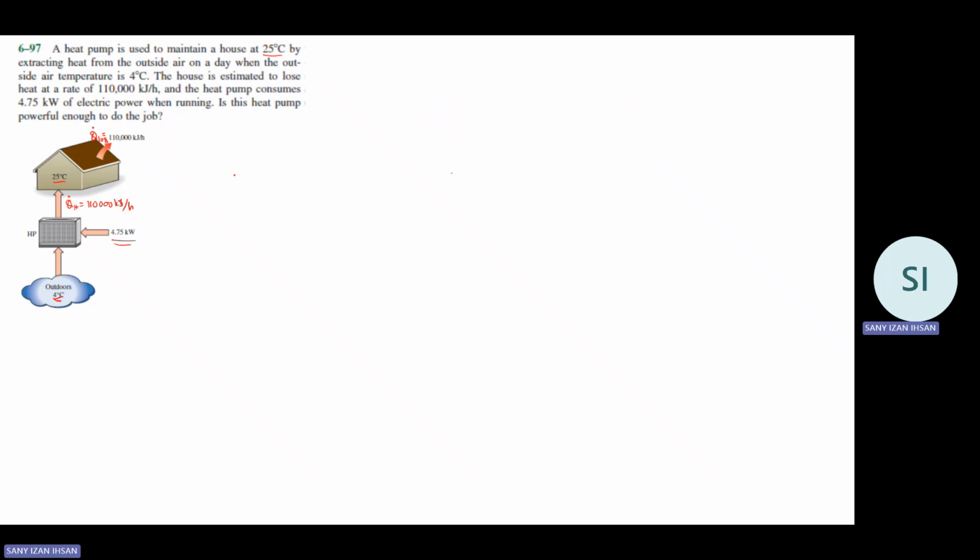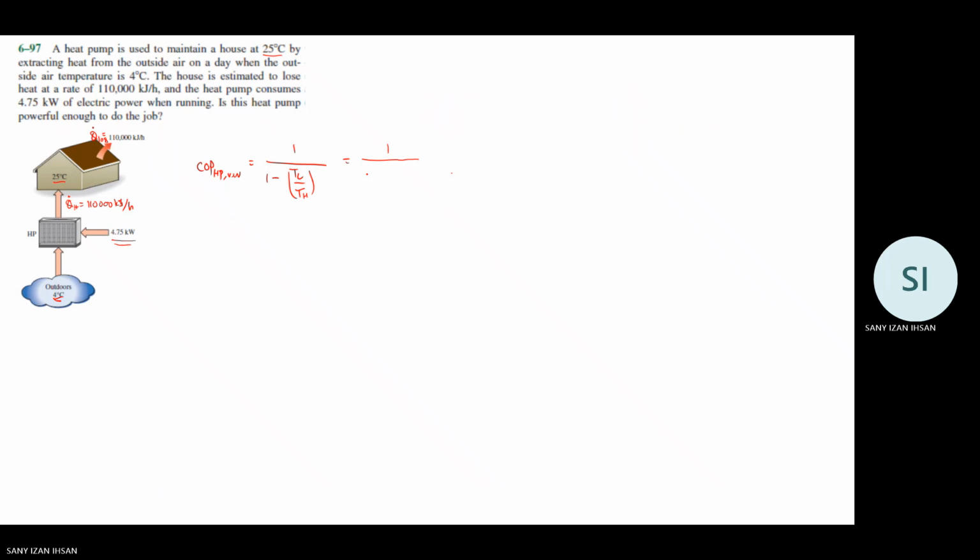Okay, so let's look at the reversible heat pump. The COP for a reversible heat pump, the relation is nothing but 1 over 1 minus TL/TH. That will be the equation. And you have TL, which is 4 degrees Celsius, and TH is 25 degrees Celsius. But be careful when you use the COP and efficiency, the temperature must be in Kelvin.